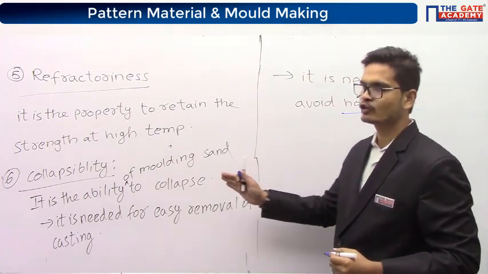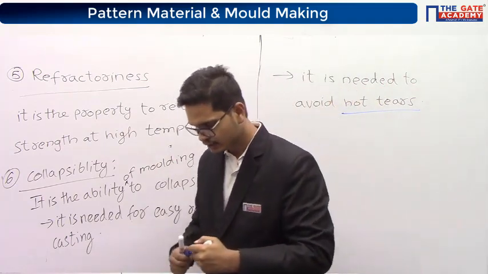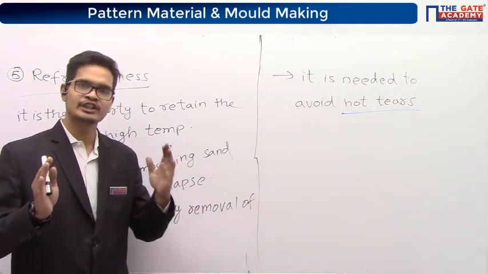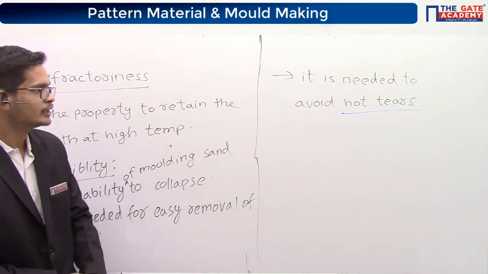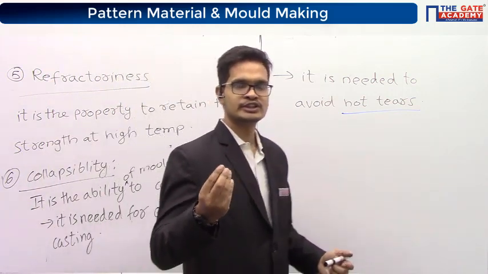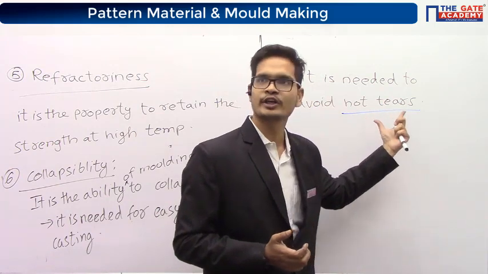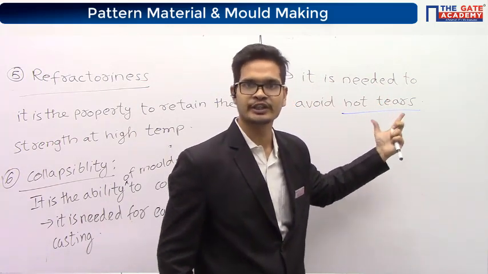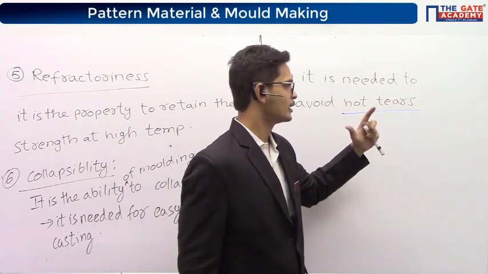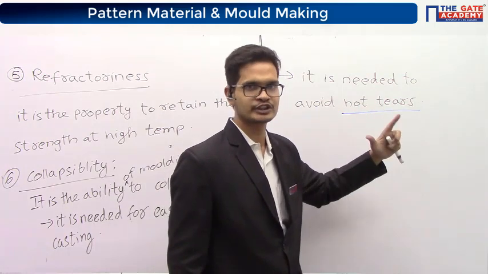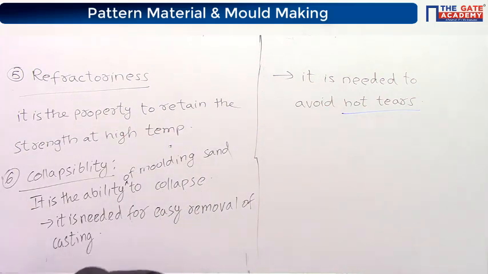So when I was teaching you the wood powder portion, I told you good collapsibility is needed so that the metal is able to shrink or contract freely, or expand freely. If it is not allowed, some stresses will be generated, and because of those stresses, cracks will be formed. Those cracks are called hot tears. When we study the casting defects, we'll see what hot tears are. As of now, just write the name.